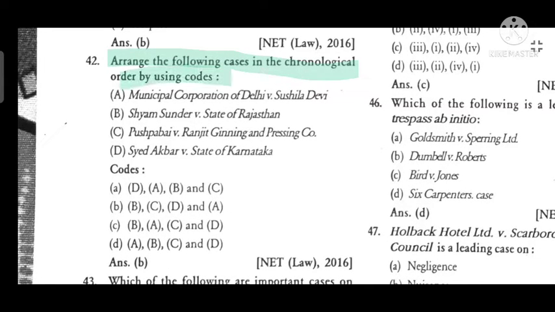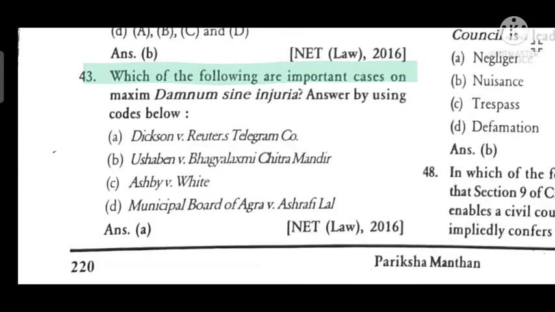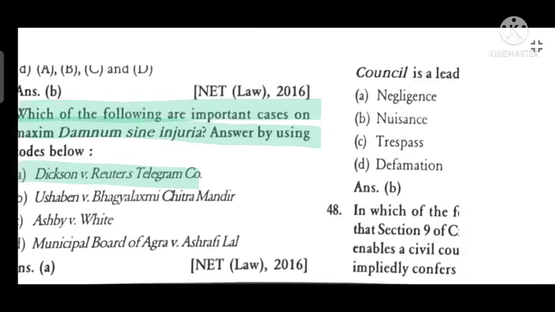Arrange the following in chronological order: Shyam Sunder versus State of Rajasthan, Pushpa Bai versus Ranjit Ginning and Pressing Company, Syed Akbar versus State of Karnataka, Municipal Corporation of Delhi versus Subhagwanti. Which one of the following is a reported case of accidental injury? Dixon versus Rattle Telegram Company.